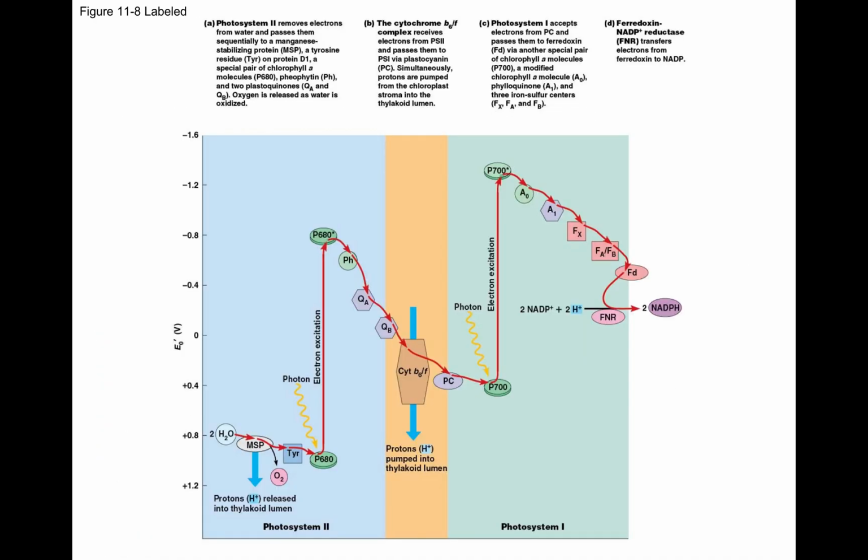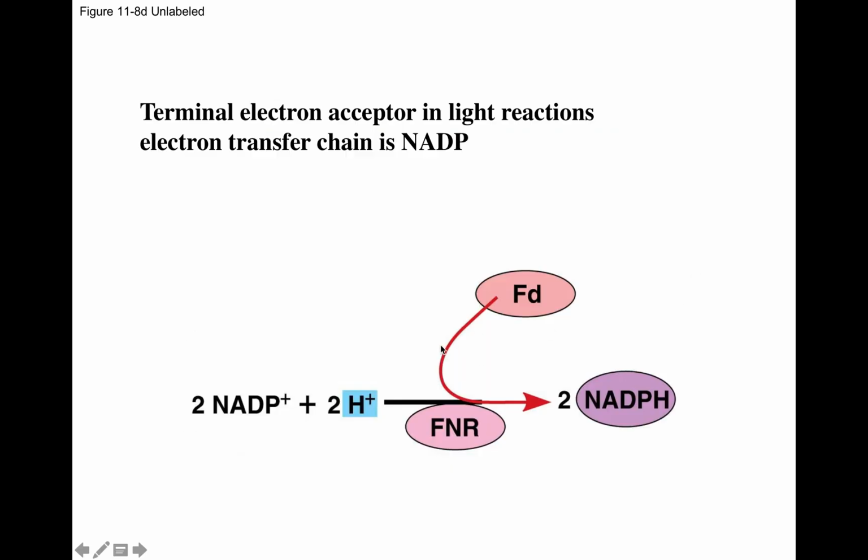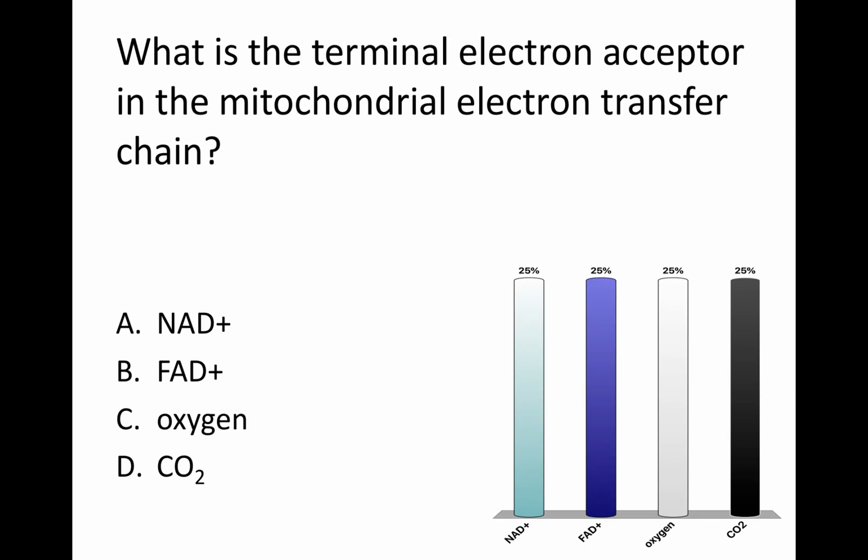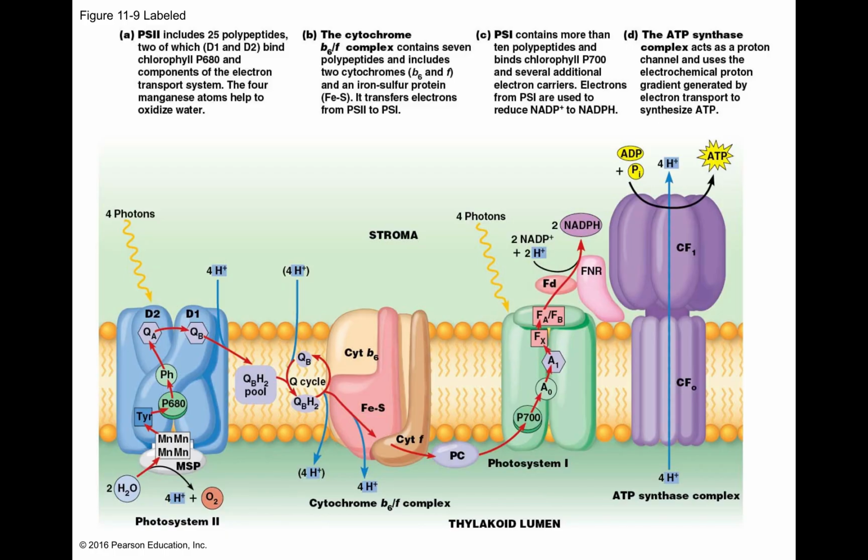I'm going to go over it in a different diagram instead of staying on this diagram. Once again, the last place that the electrons go in the light reactions is to NADP to make NADPH. That makes the terminal electron acceptor in the light reactions NADP, whereas the terminal electron acceptor in mitochondria in oxidative phosphorylation is oxygen. Okay, that should be easy. Okay, so one more time looking at it in a different diagram.